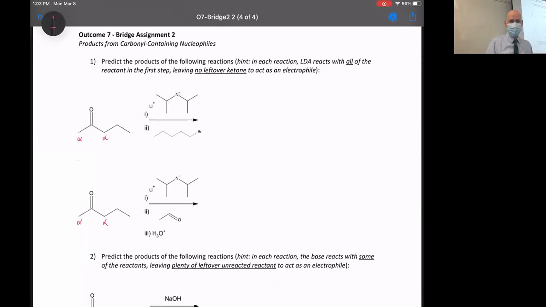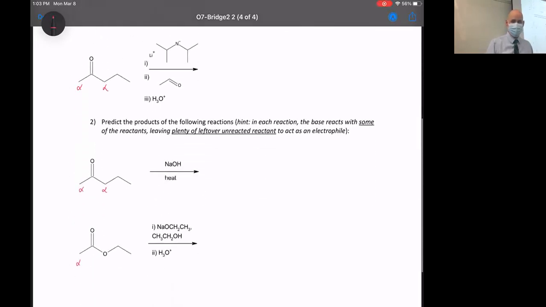All right, so LDA, we talked through on Friday, is really, really strong and also very bulky. So it is going to grab the first and easiest hydrogen it can grab, still from an alpha carbon, but it never goes backwards. So it is not choosy. Sodium hydroxide, or sodium ethoxide, on the other hand, go back and forth. So they will end up pulling off a hydrogen from a different alpha carbon.